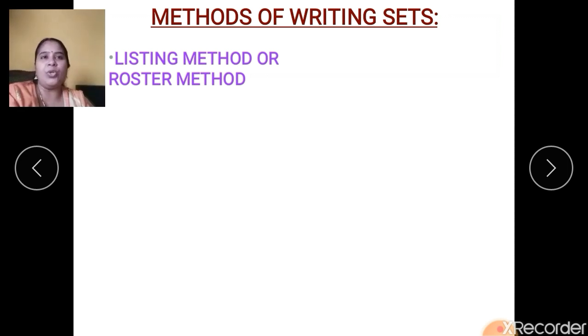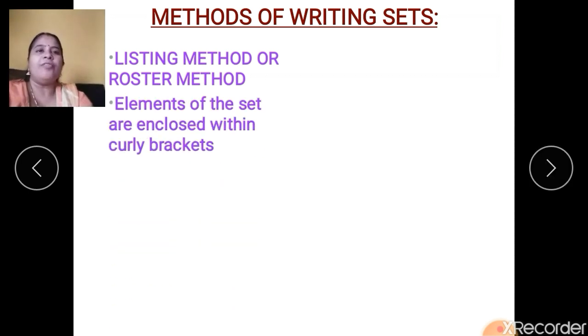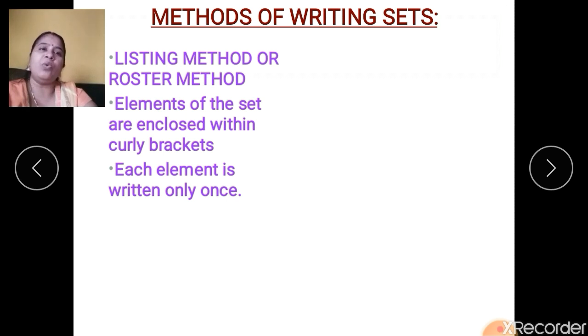I told you it starts with a capital letter. So a capital letter A to start with, curly brackets, and how to list the elements now. The elements are natural numbers less than 10. So 1, 2, 3, 4, 5, 6, 7, 8 and 9. All these are to be listed, and elements are separated by commas in between. Okay, so let's see. First important point: elements of the set are enclosed within curly brackets. This is what I told you. Second point: each element is written only once.